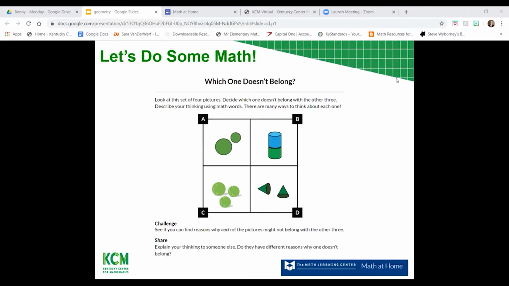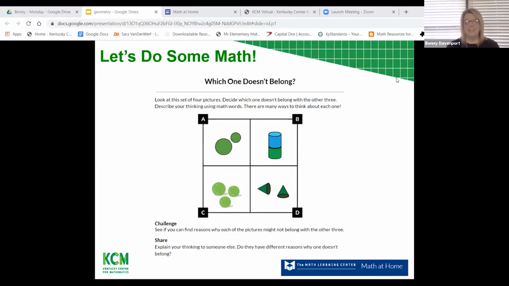So a lot of A's because they're not 3D. And we had a B because they stack. Can somebody think about why C might not be in those? Okay, just to be different. C is the only box with 3 objects. Fantastic, thank you. D, the cones have a point.